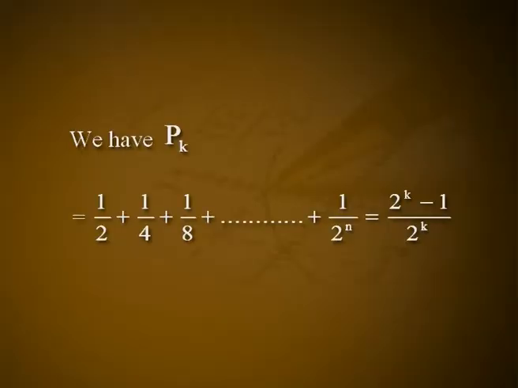Now we use the principle of mathematical induction to prove the same. To show that P1 is true, P1 is equal to 1 by 2, which is equal to 2 raised to 1 minus 1 by 2 raised to 1. Thus P1 is true. Now we assume that Pk is true. Then we have to show that Pk plus 1 is also true. We have Pk equal to 1 by 2 plus 1 by 4 plus 1 by 8 plus dash dash plus 1 by 2 raised to k is equal to 2 raised to k minus 1 by 2 raised to k. Now we show that Pk plus 1 follows from Pk.